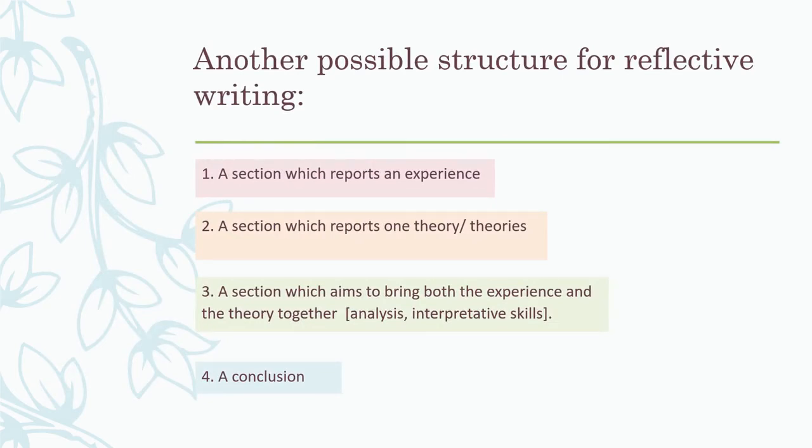Another possible structure for your reflective writing based on the previous models of reflection is the following one. You may want to have a section which reports on your experience first. Then you may want to have another section which reports on the theory of your focus or on the theories of your focus. You may want to add a third section which aims to bring both the experience and the theory together. This is where your analytical and interpretative skills come through. Finally, you may want to have a conclusion.